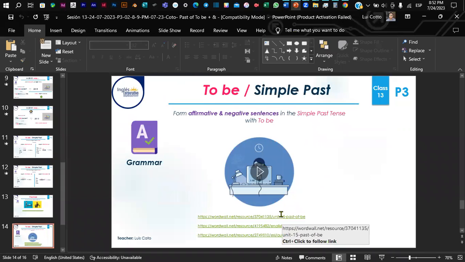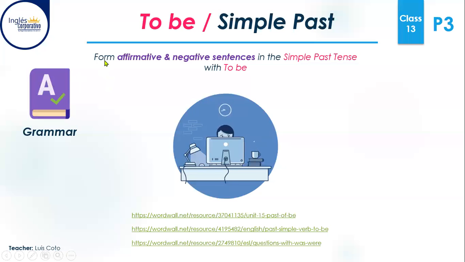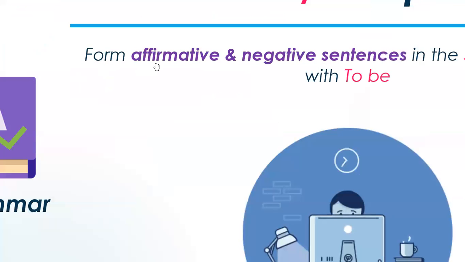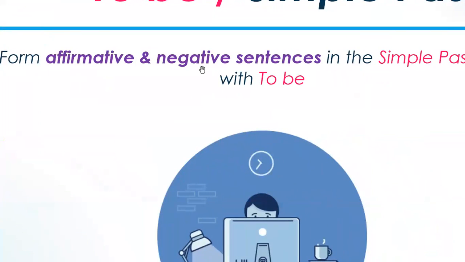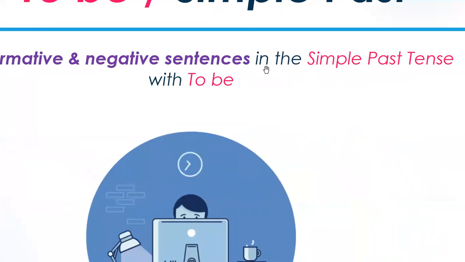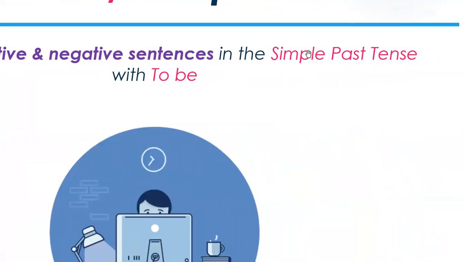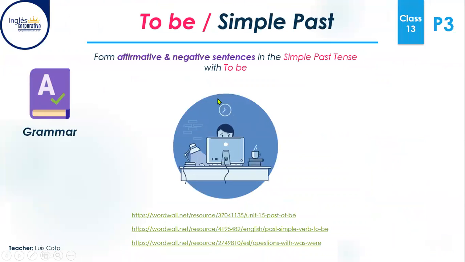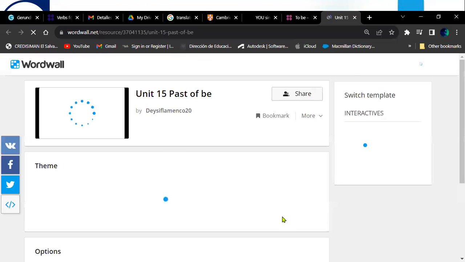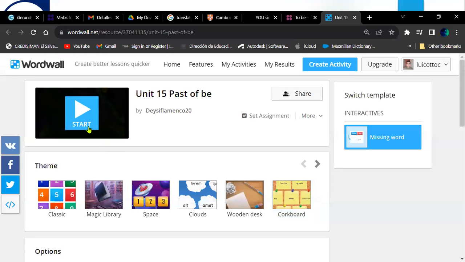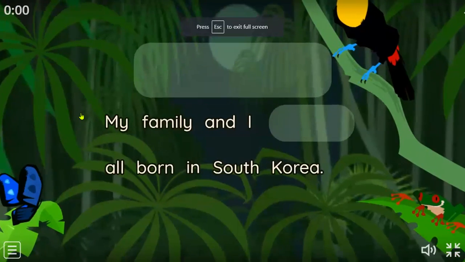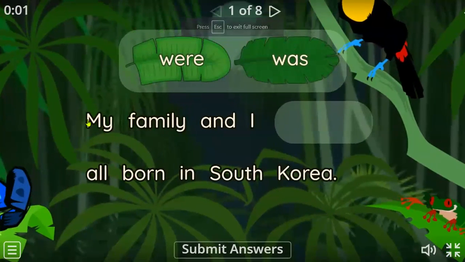Okay, in these links, guys, in this part, you have exercises. Form affirmative and negative sentences in the simple past tense with to be. This is to be, the verb to be in simple past. Let's check this exercise one.